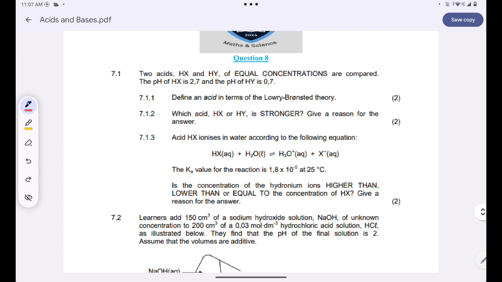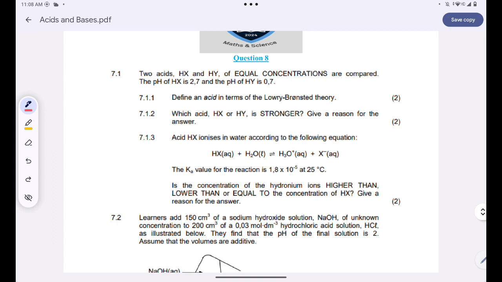What's a Bronsted-Lowry? Okay, guys, that was the definition for Arrhenius theory. Just say an acid is a substance that ionizes in water to donate a proton. Excuse me about that, guys.